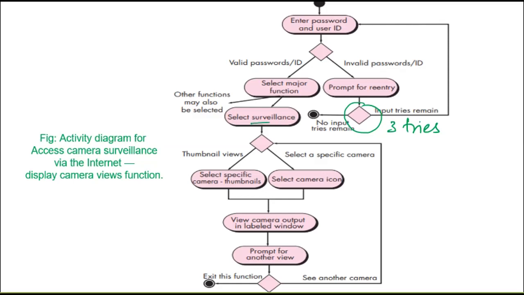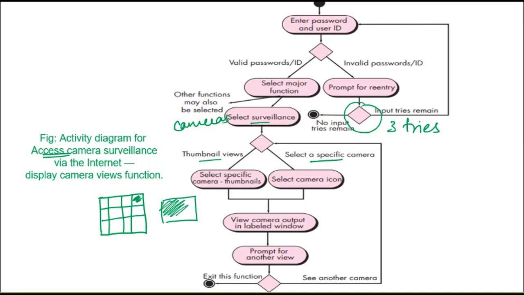Within the surveillance, there are different cameras. As this activity diagram is for accessing the camera, we are going to focus upon the camera details only. You're going to select the surveillance. When you have selected surveillance, you're going to have 2 views: the thumbnail view or select a specific camera view. Within a thumbnail view, all the cameras are represented as thumbnails, like small pictures. Whereas if you have selected a particular camera icon, it is going to be zoomed and shown upon the screen.